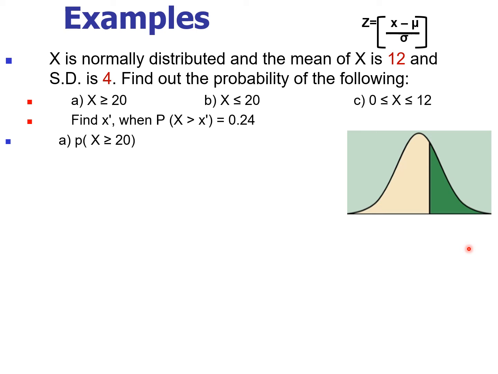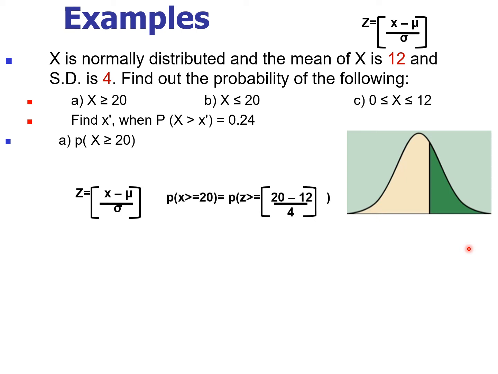To find the probability for x greater than or equal to 20, you can write that it is equal to the probability where z is greater than or equal to (x minus mu) divided by sigma, wherein wherever there is an x value, we have placed 20 there. Mu is 12, sigma is 4, as given here. You just place it over here. What is the answer? This value reduces to 2.